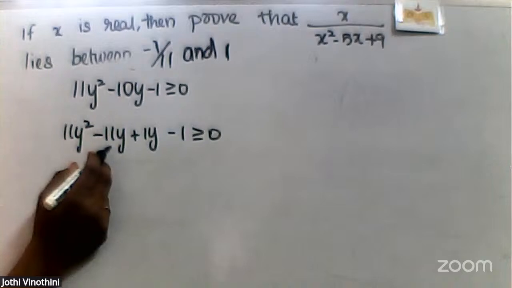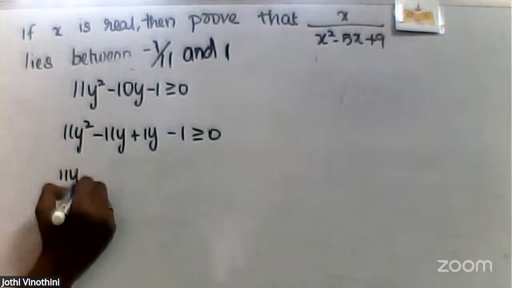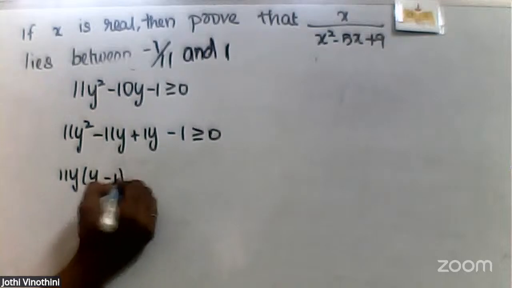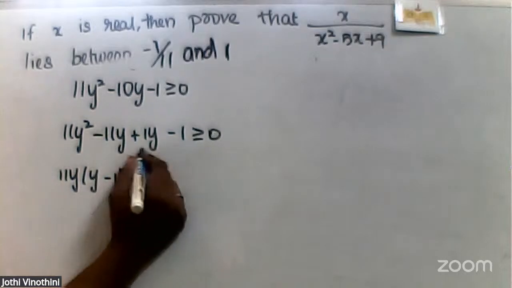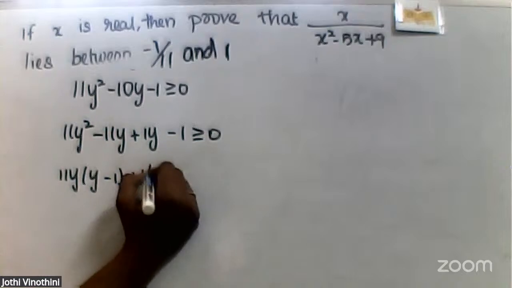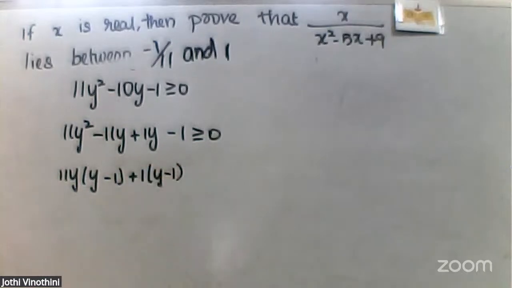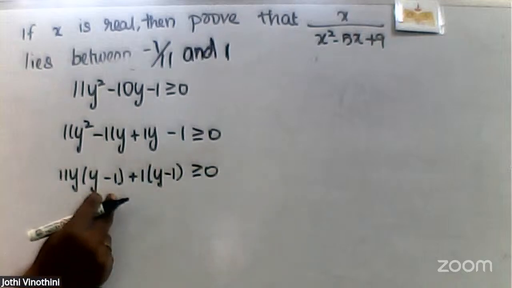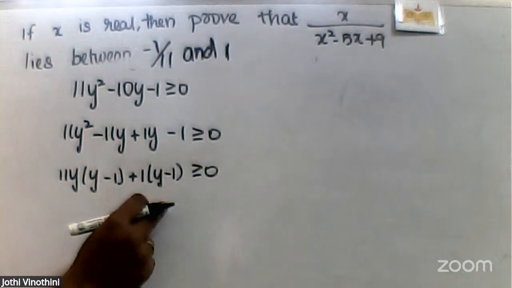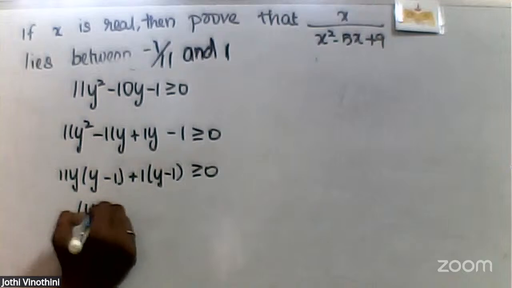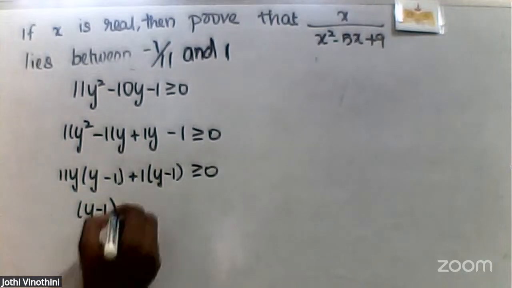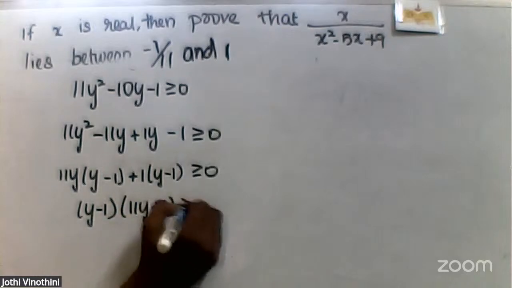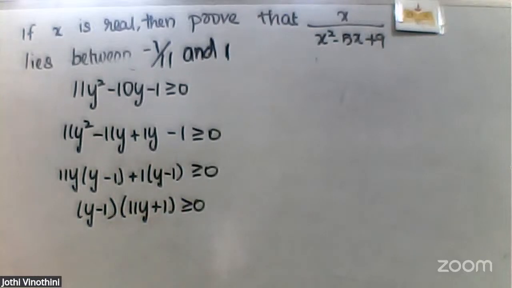So now I am going to take 11y outside this. So what we will get? Y minus 1. So from both the things we are taking 1 as common. So what we will get? Y minus 1 must be greater than or equal to 0. So see, in both the terms we will have y minus 1. So we are taking y minus 1 as common. So what we will get? 11y plus 1 must be greater than or equal 0.